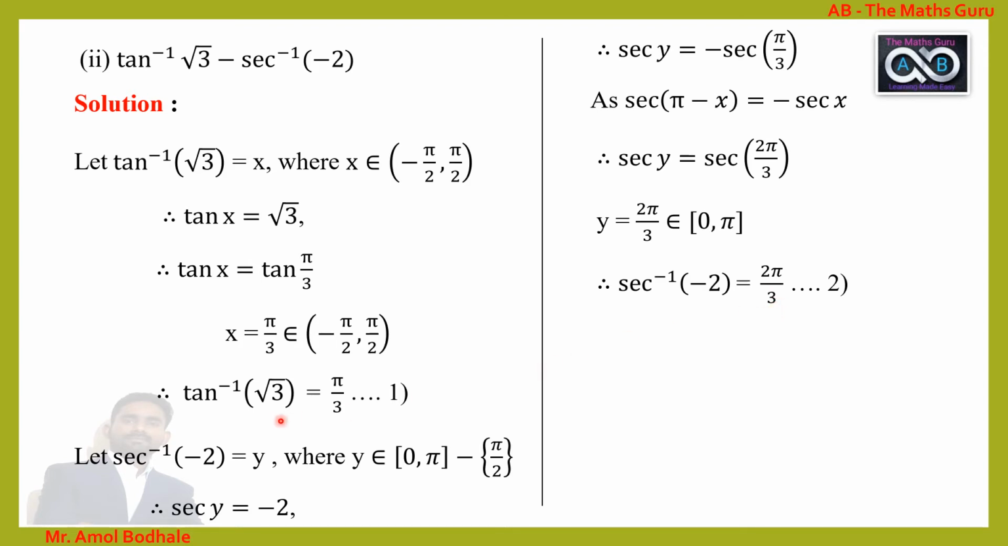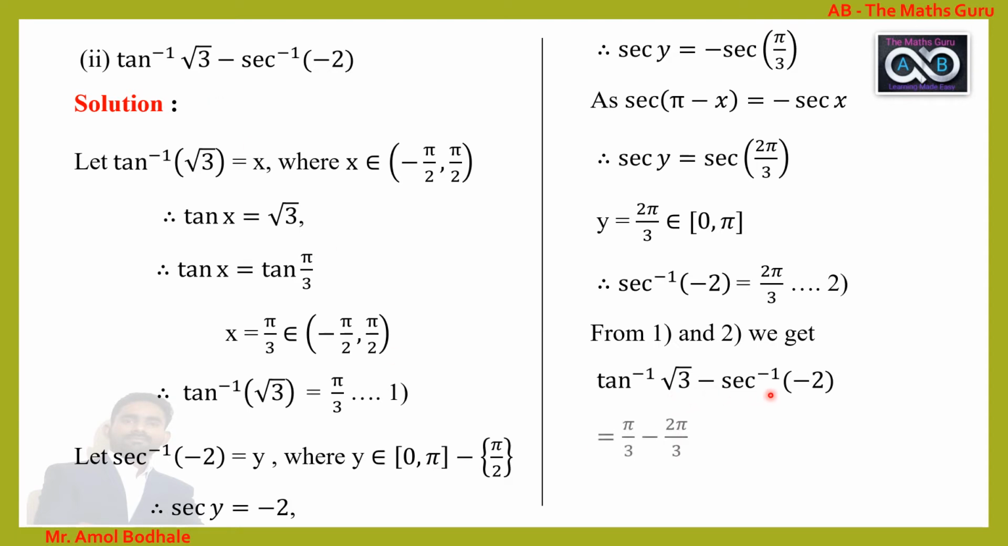So now we can put both these values in this expression. So from 1 and 2, tan inverse of root 3 minus sec inverse of minus 2 is pi by 3 minus 2 pi by 3. So the denominators are the same, so we can subtract the numerators. So pi minus 2 pi upon 3, which is minus pi by 3. So we get the value.